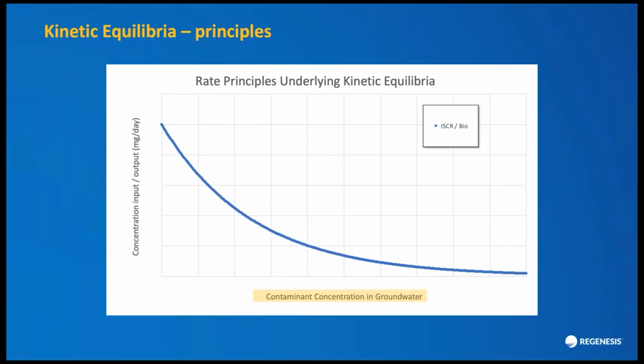On the horizontal axis, we have contaminant concentrations in groundwater. This end is high and this end is low. The concentration is dropping left to right. On the vertical axis, we have the instantaneous rate of change. In other words, the gradient or derivative of the concentration versus time plot, dc by dt.